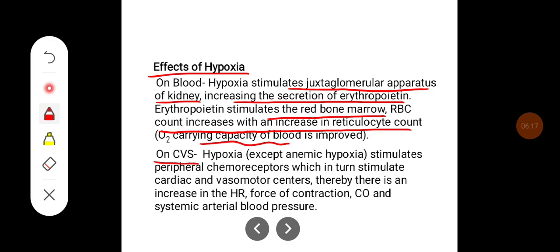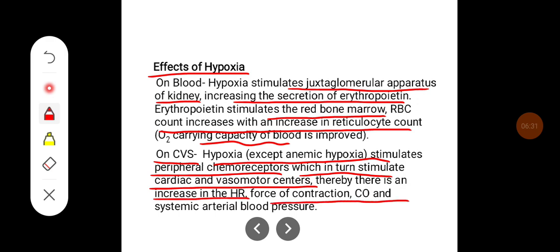On the cardiovascular system, hypoxia, except anemic hypoxia, stimulates peripheral chemoreceptors, which in turn stimulate the cardiac and vasomotor centers. Thereby, there is an increase in heart rate, force of contraction, cardiac output, and systemic arterial blood pressure.